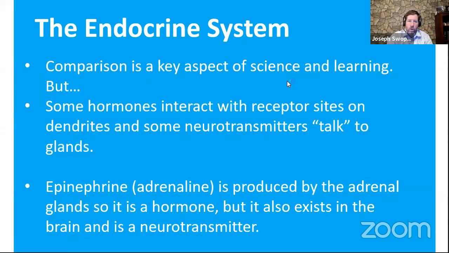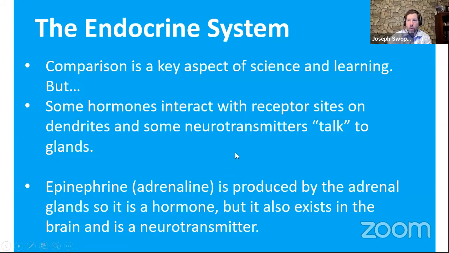We have maybe 200 neurotransmitters, and they do multiple things, and they overlap and they interact with each other. Some are inhibitory, they turn neurons off, and some are excitatory, they turn neurons on. So trying to put neurotransmitters and hormones in a box is very difficult to do. For instance, epinephrine is a neurotransmitter. It's also a hormone. Adrenaline's another name for epinephrine. It's produced by the adrenal glands, so it is a hormone, but it also exists in the brain as a neurotransmitter. So our task in psychology is really complex.